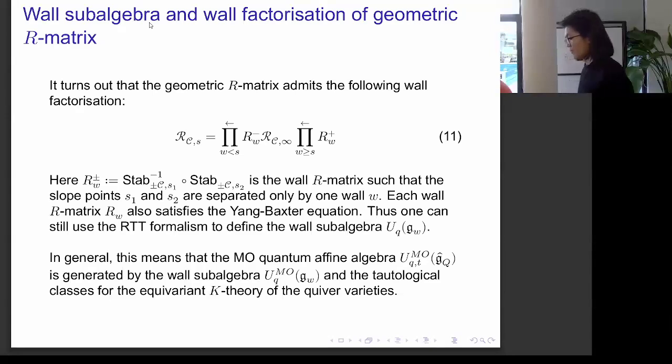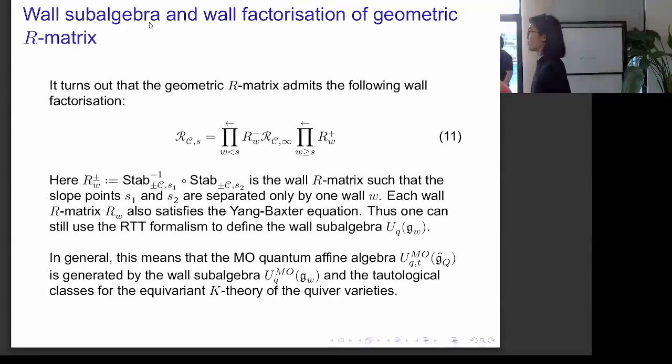One of the good properties of the ML quantum algebra is that it turns out that you can do such a factorization, a wall factorization for the geometric R matrix. And usually this is of the Tolstoy type factorization. So what's the meaning of this factorization?